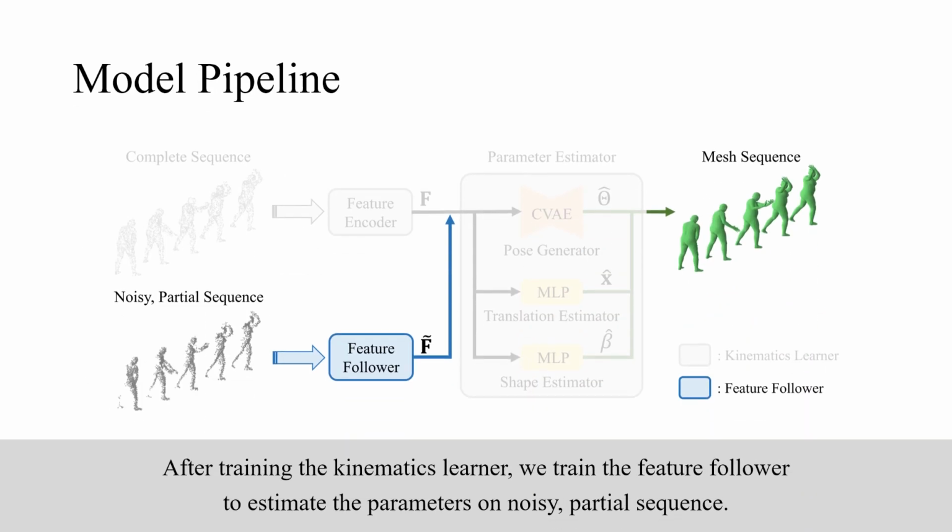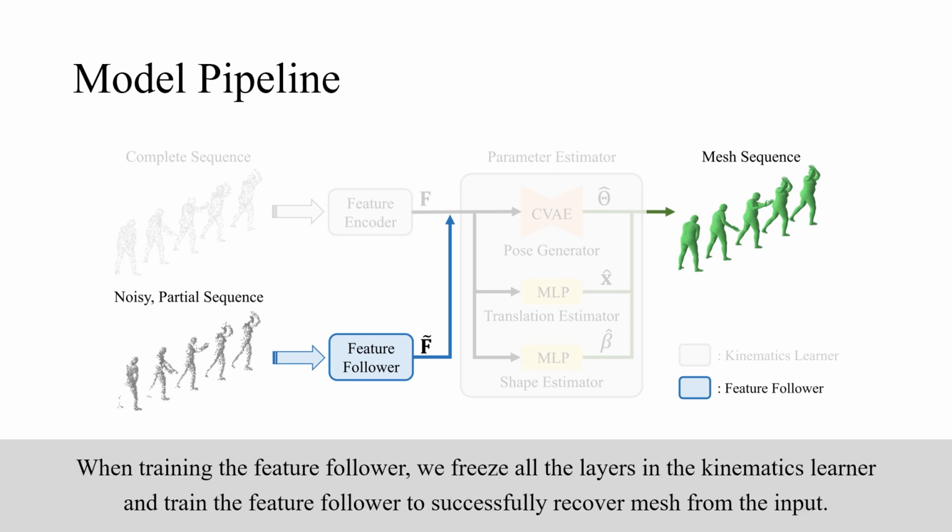After training the kinematics learner, we train the feature follower to estimate the parameters on noisy partial sequence. When training the feature follower, we freeze all the layers in the kinematics learner and train the feature follower to successfully recover mesh from the input.